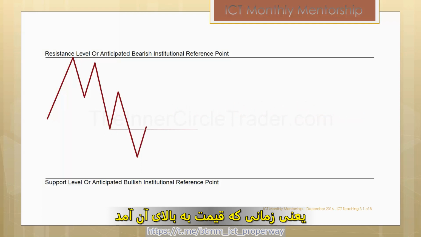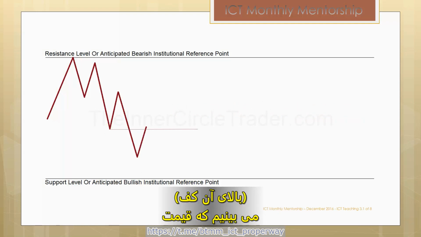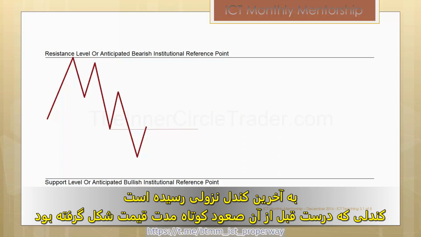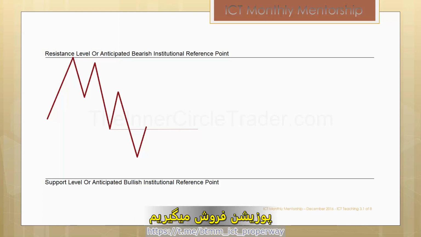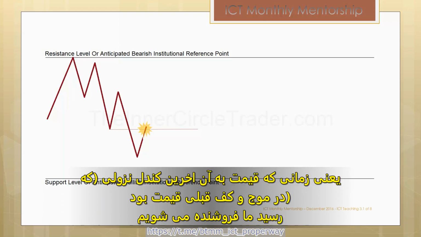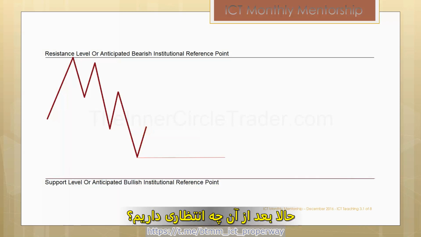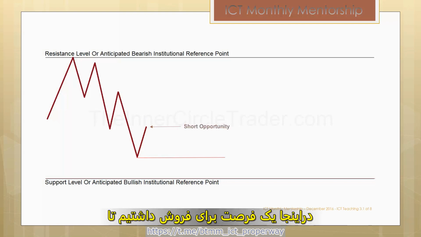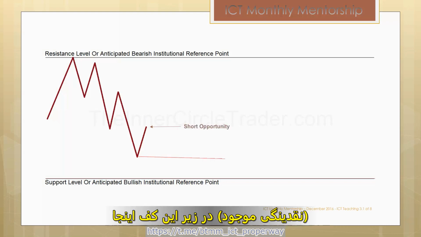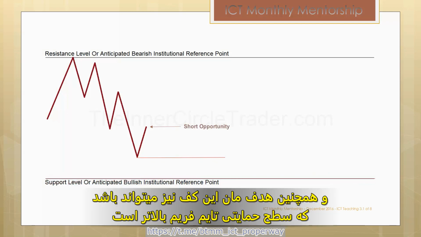As price drives back above it, into that low, we're watching price trade into that last down candle right before it had that short-term rally before. Right at that moment here, we're looking to go short, as price hits that last down candle in the previous short-term low. Where's your focus at this moment? We're anticipating price to move down from this point here, which is giving us a short opportunity to run the liquidity out below this short-term low here, and potentially as low as our higher time frame support level.